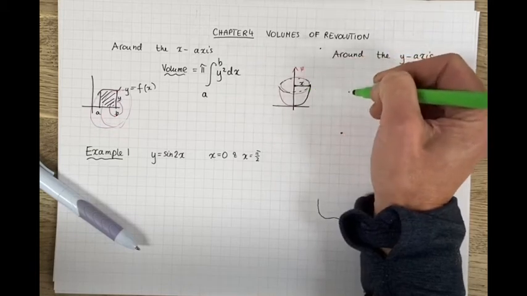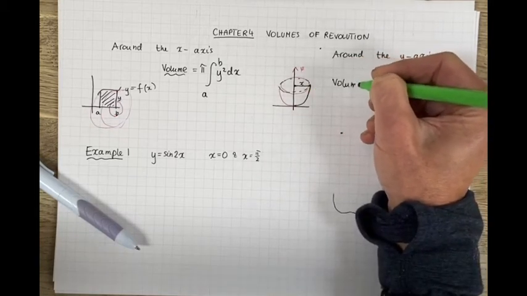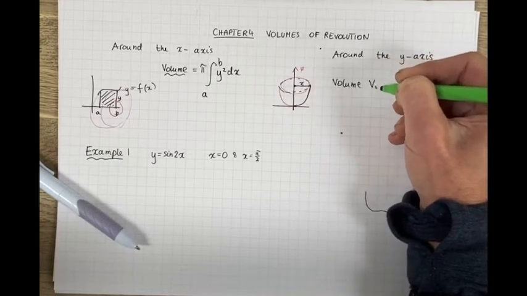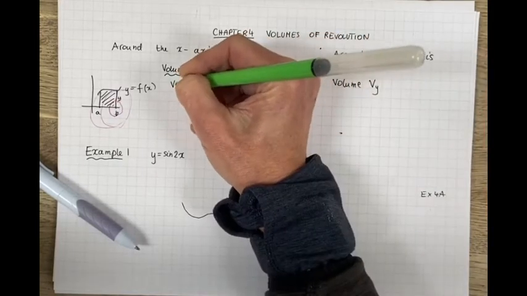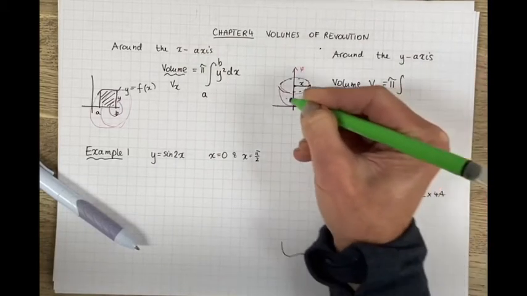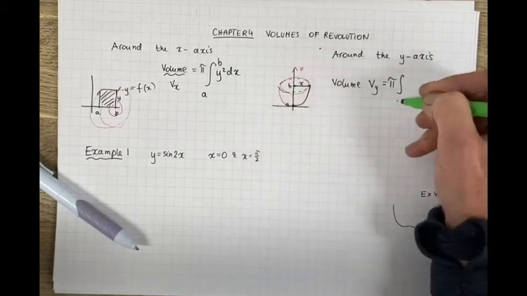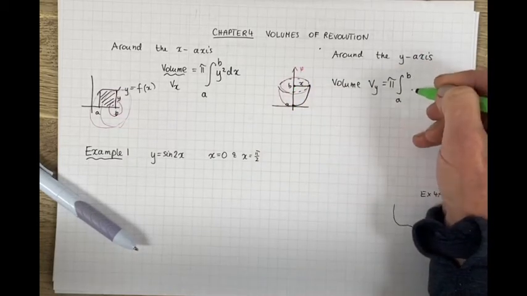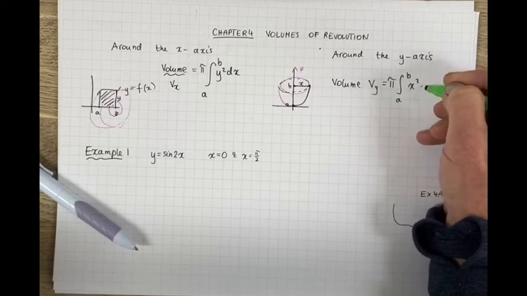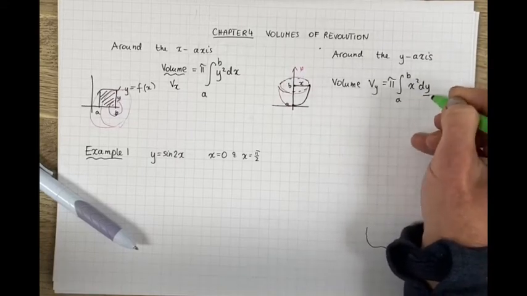The axis will be the radius, so the volume, and you could say the y here, so it's around the y-axis. This one could be Vy, so it's going to be pi times, let's say this is the limit again, a and b, so between limits a and b, x squared dy. This time you're going to integrate with respect to y.